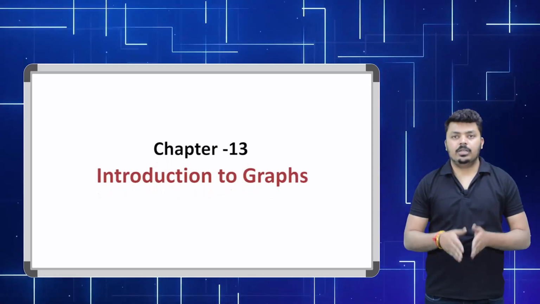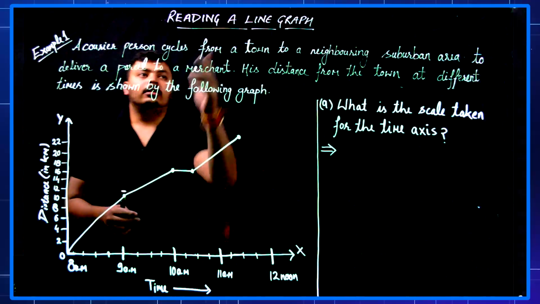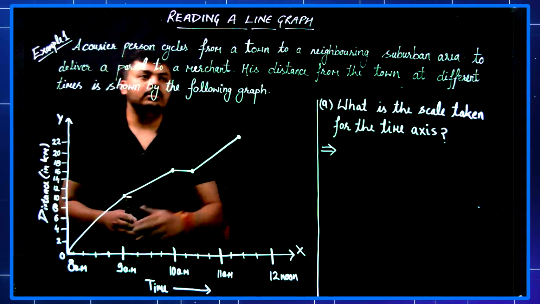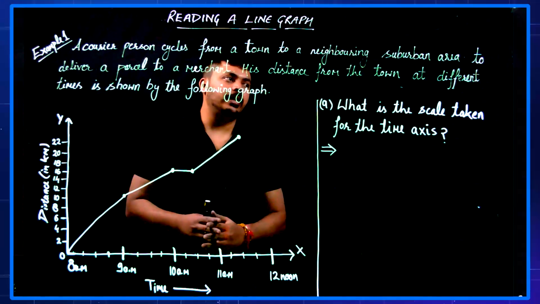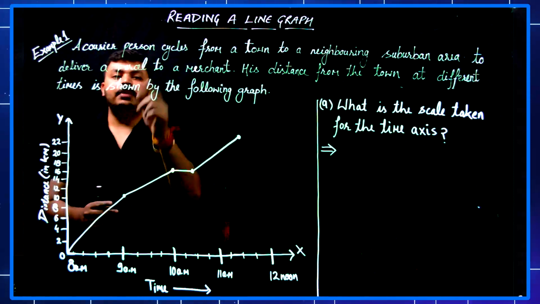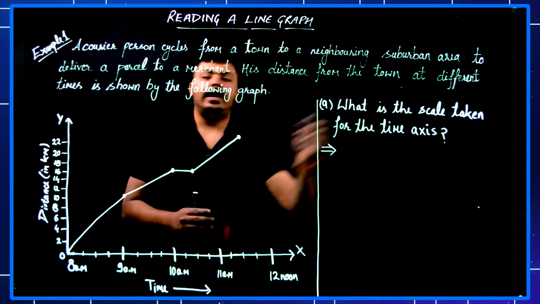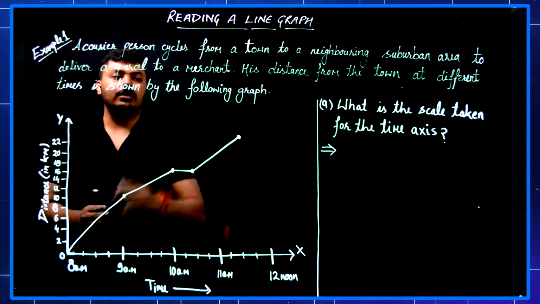Chapter number 13, Introduction to Graphs. Reading a line graph. Example 1. A courier person cycles from a town to a neighboring suburban area to deliver a parcel to a merchant. His distance from the town at different times is shown by the following graph.